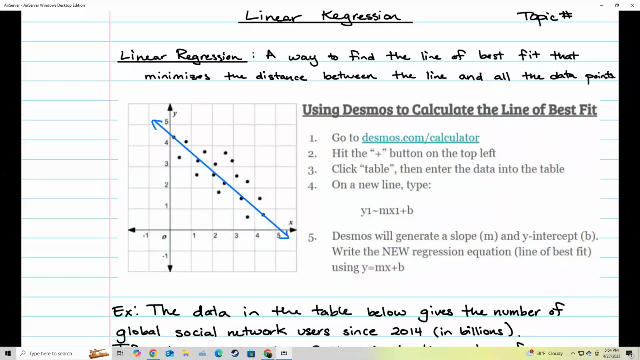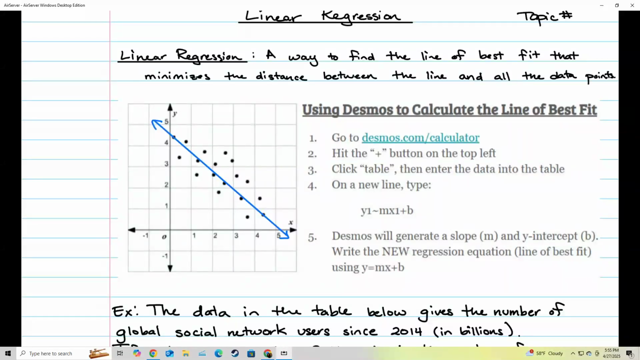All right. So what if I wanted to get the best line of best fit? You're going to use Desmos. So let's go ahead and follow these steps. Number one, you're going to go to desmos.com/calculator. Number two, once you're there, you're going to hit the plus button on the top left. I'm going to show you exactly what that looks like in a little bit. You're going to click the table, and then you're going to enter all your data into the table. Once you're done entering the data, then on a new line, you're going to type y1 tilde mx1 plus b.